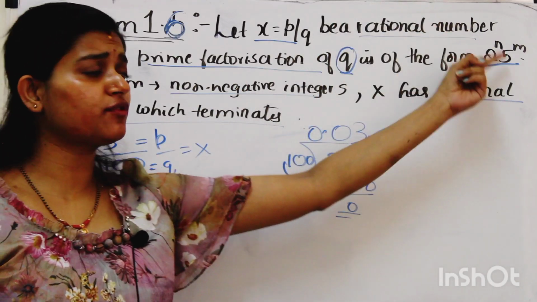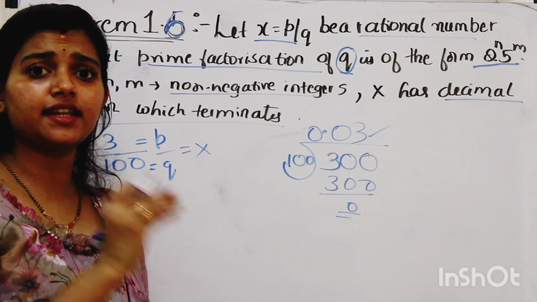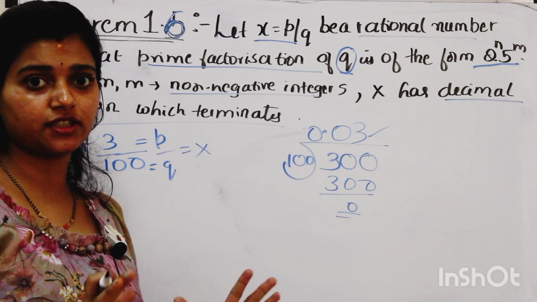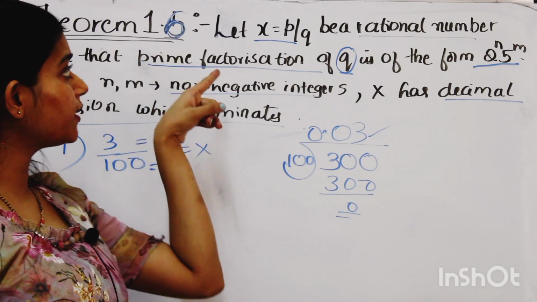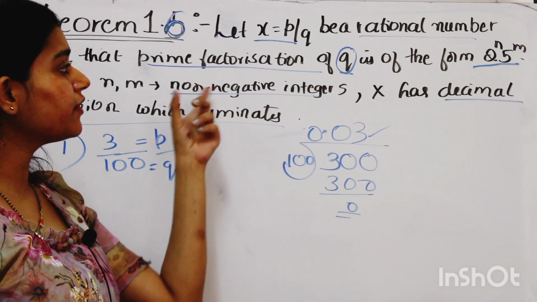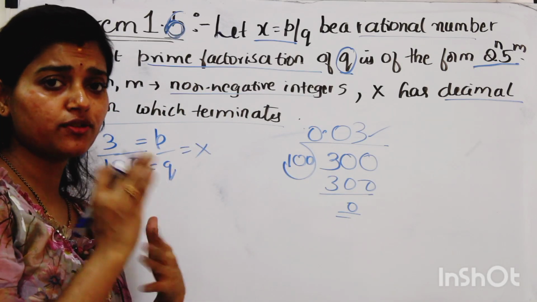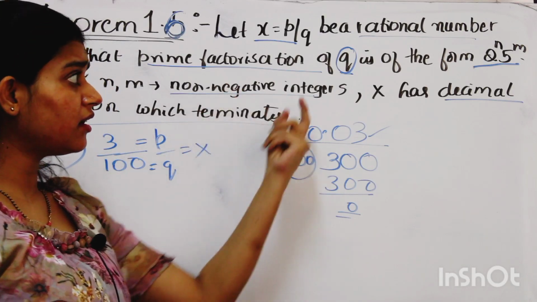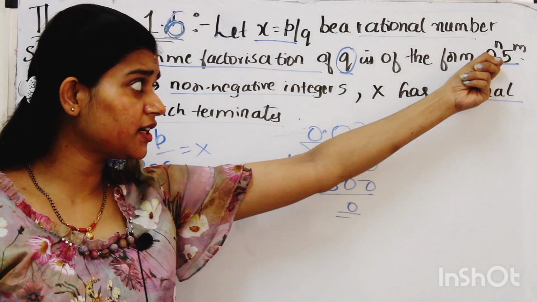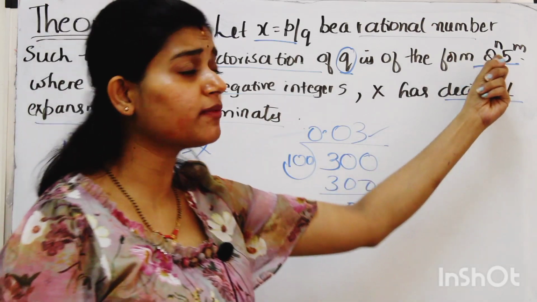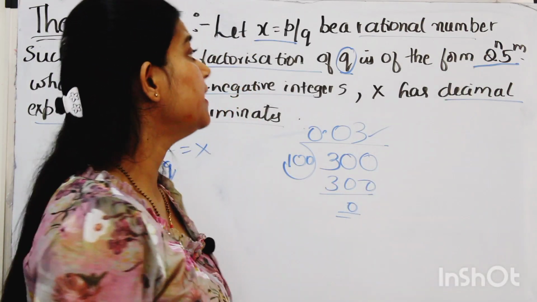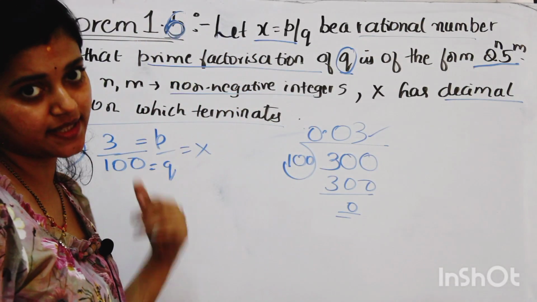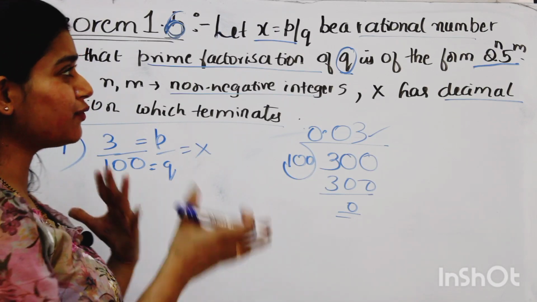Q's prime factorization is in the form of 2 or 5, and other than that, 3, 7 and so on do not come. That is what we learned in theorem 1.5. Now in 1.6, if p by q is a rational number with p and q co-prime, and the prime factorization of q is in the form of 2 to the power n and 5 to the power m, then its decimal expansion terminates. This is the proof, and vice versa.